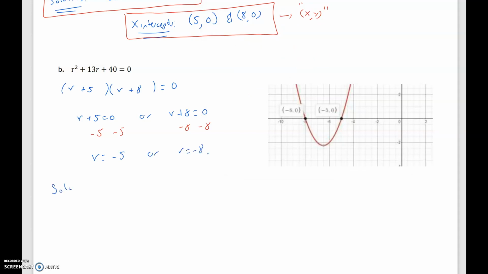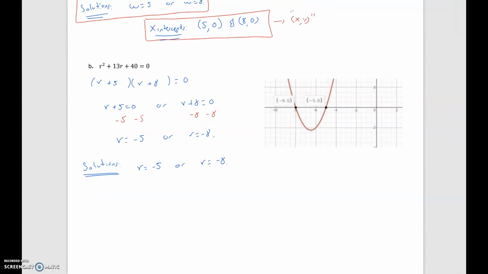So let me write it as solutions. R is equal to negative 5 or r is equal to negative 8. They want them as intercepts. So x-intercepts, we would just say negative 8, 0. Whoops, negative 8, 0. Or negative 5, 0.